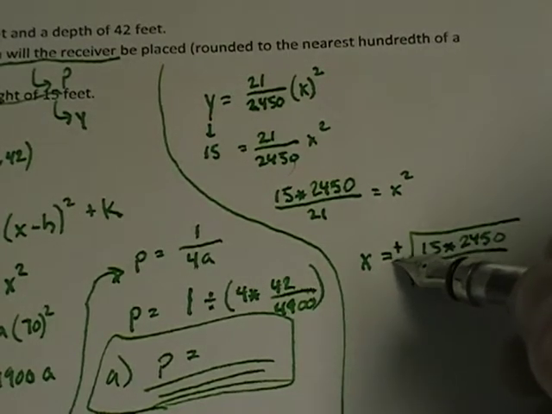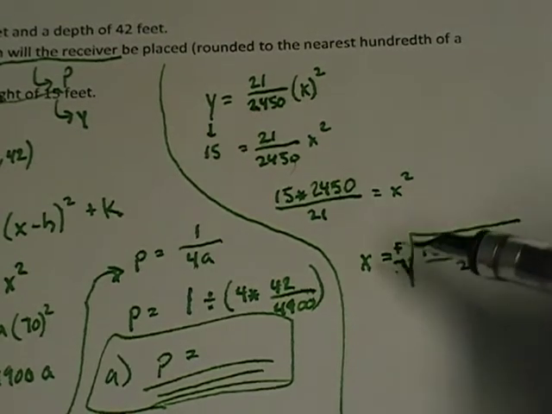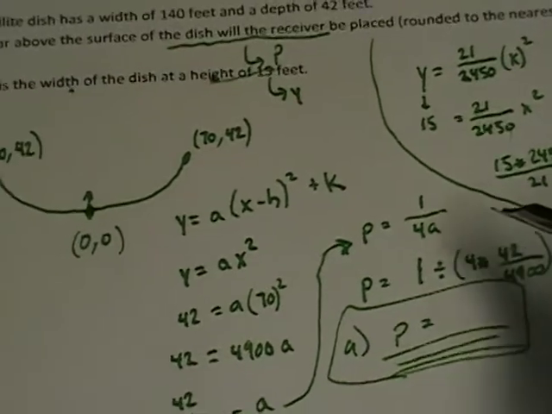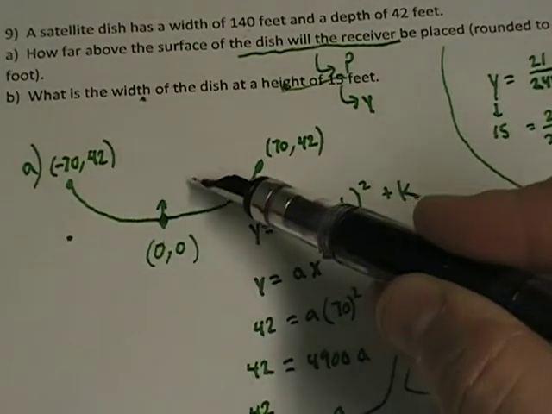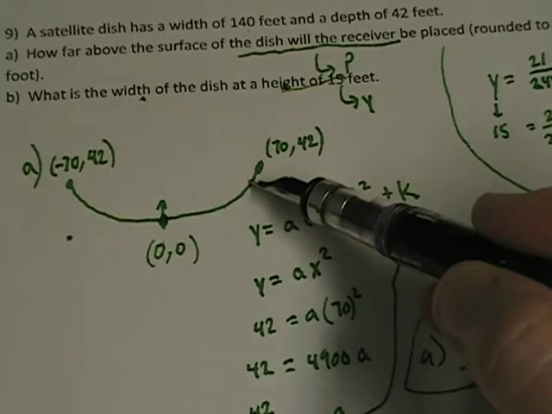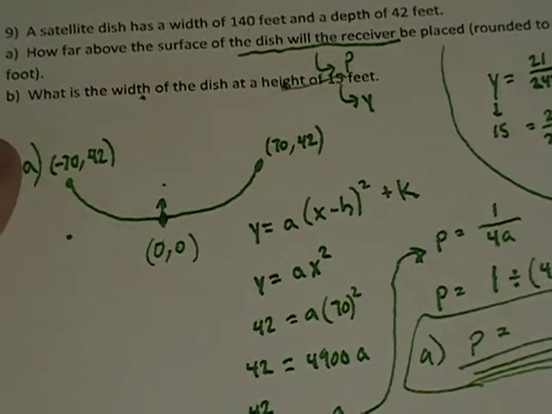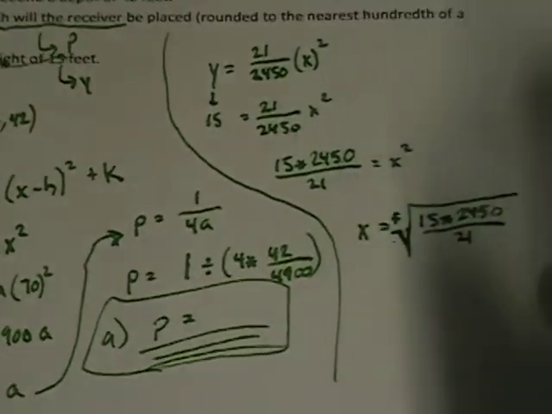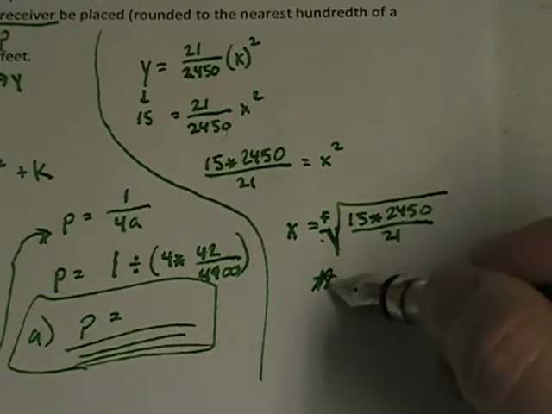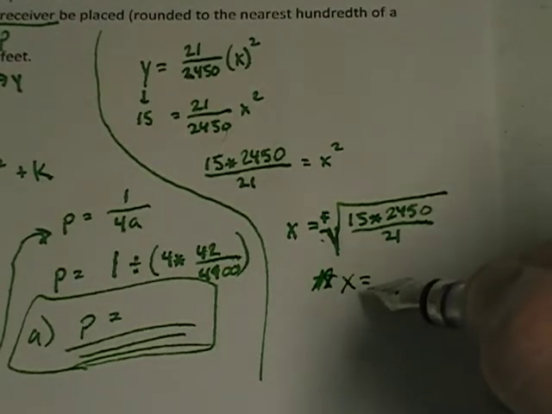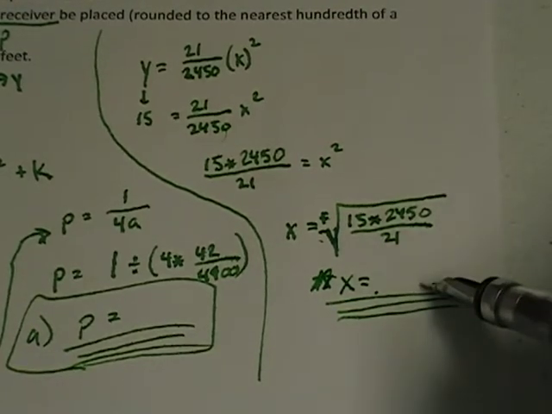And whenever you take a radical, you got to remember plus or minus. Why is it plus or minus? Because you're going to go up 15 feet, and you can go plus this way or minus this way. Now, we're not quite done. This is going to give you some decimal, and it's going to be x equals some decimal. This is not your answer.